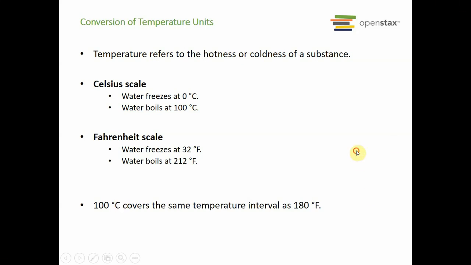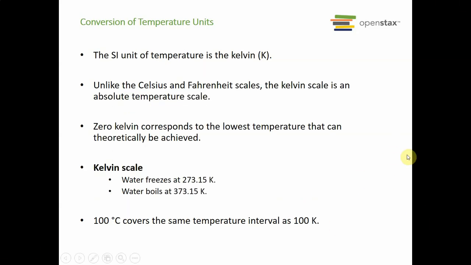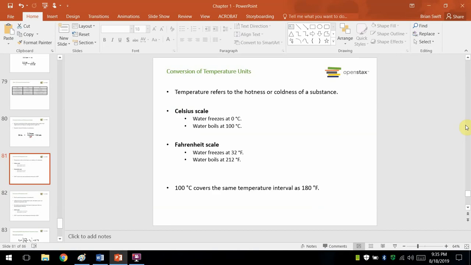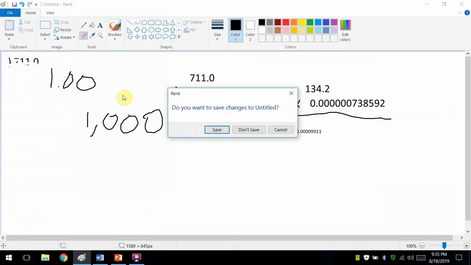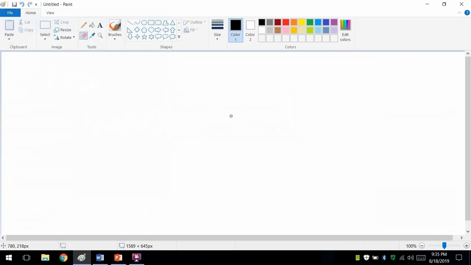and let me pull up something here, back up, escape. Let me go to Paint, and let me erase everything. That's not going to work. File, new, don't save. There we go. Okay, so we've got Celsius and Fahrenheit. Celsius, that's not a good C, and Fahrenheit.